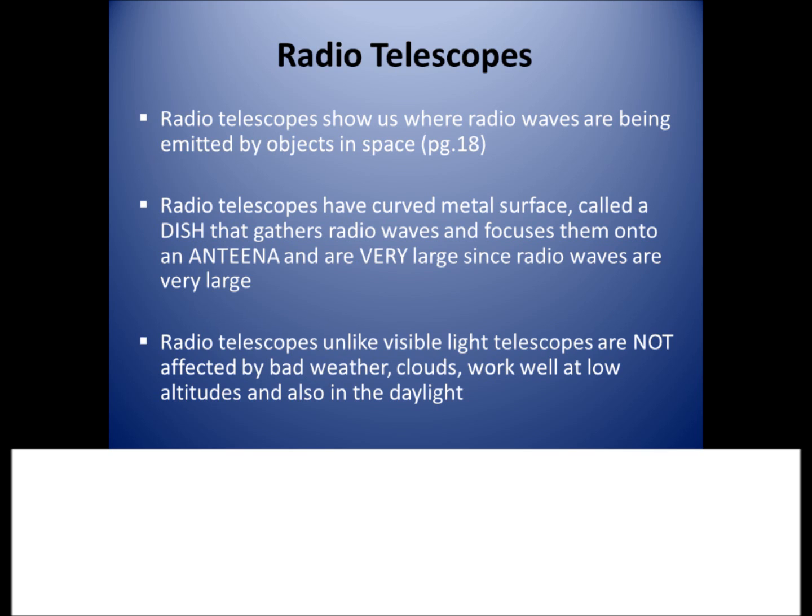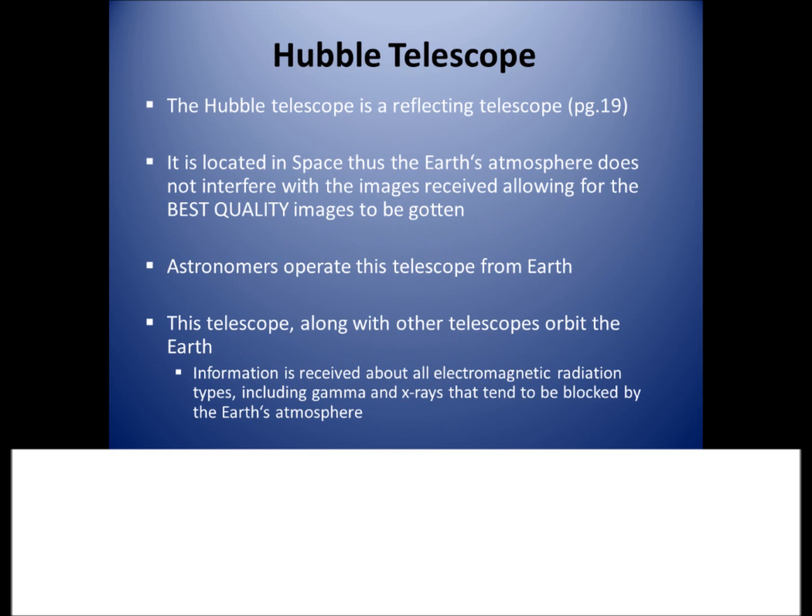Unlike visible light telescopes, radio telescopes are not affected by the Earth's atmosphere, by bad weather, or by cloudiness, and they also work very well at low altitudes. So you will tend to see a bunch of radio telescopes grouped together right on the ground. They work better in groups because, remember, radio waves have a long wavelength, so the more radio telescopes you use to detect the radio waves emitted from one object, the clearer the image will be.